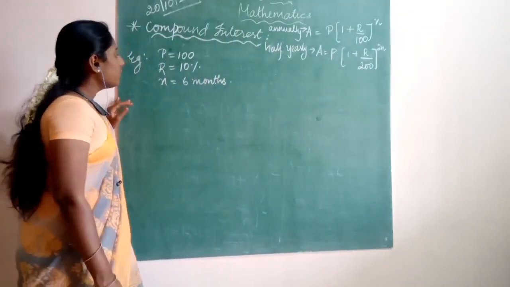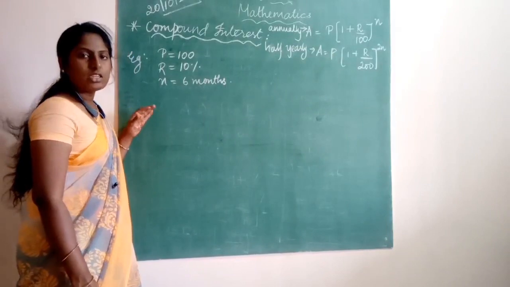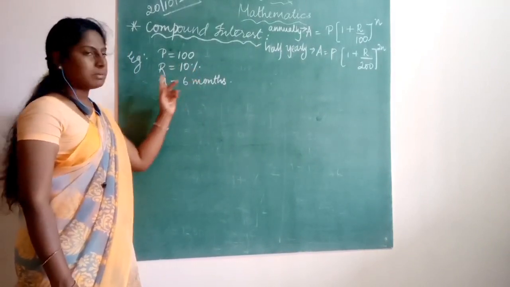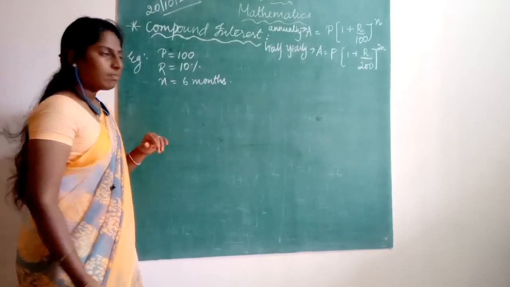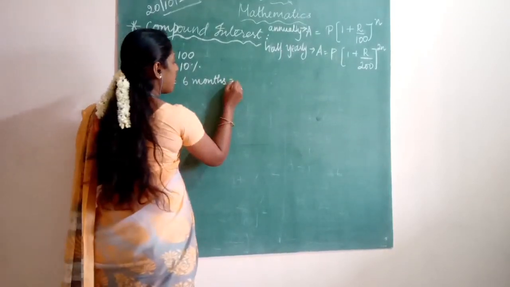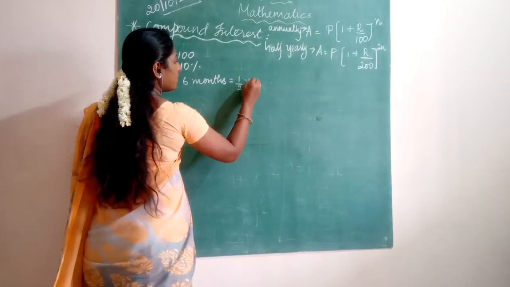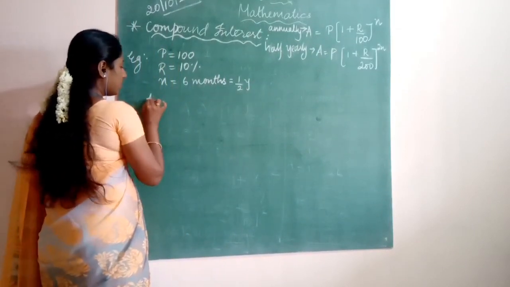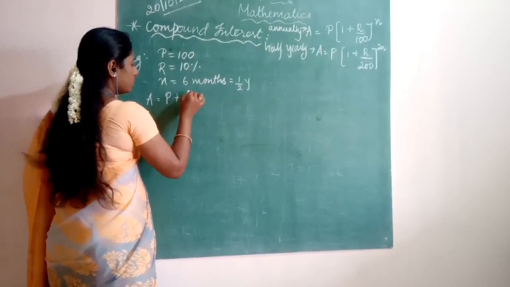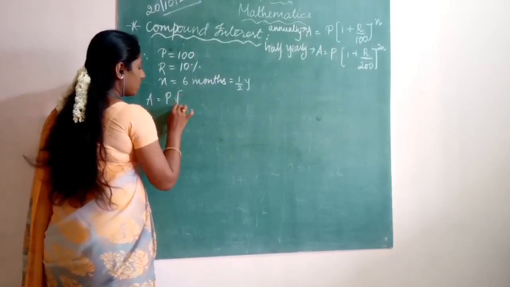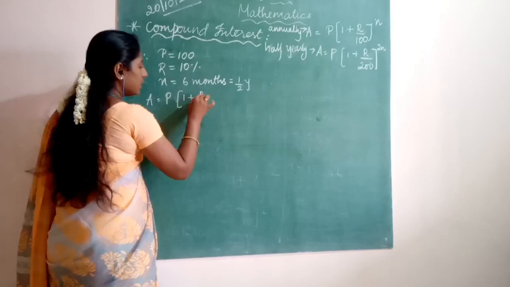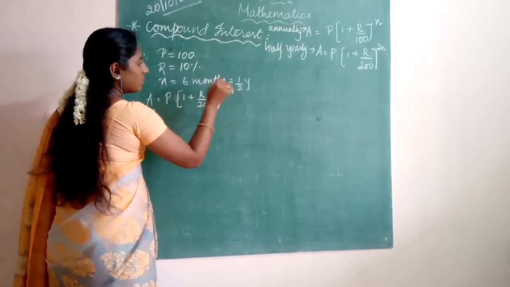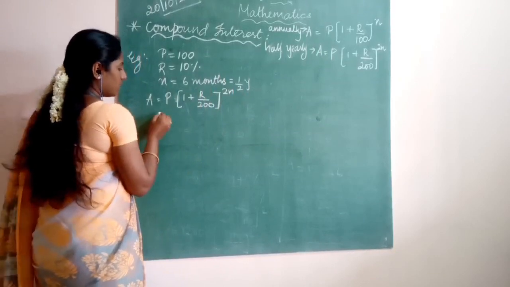So here we have to find the interest amount that is compounded half yearly, for a principal amount of ₹100 and rate of interest 10% for 6 months. Okay, and this 6 months can be said as half a year also. Okay, clear? So now write the formula. Amount is equal to P into 1 plus R by 200 the whole power 2n. Yes or no? Yeah.